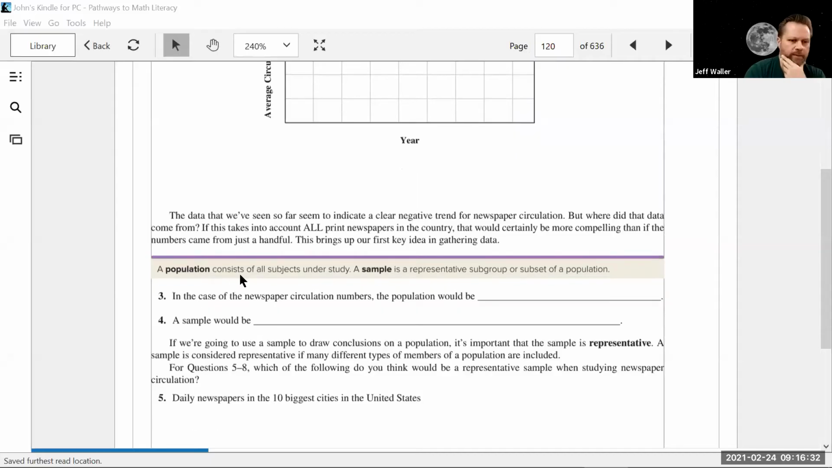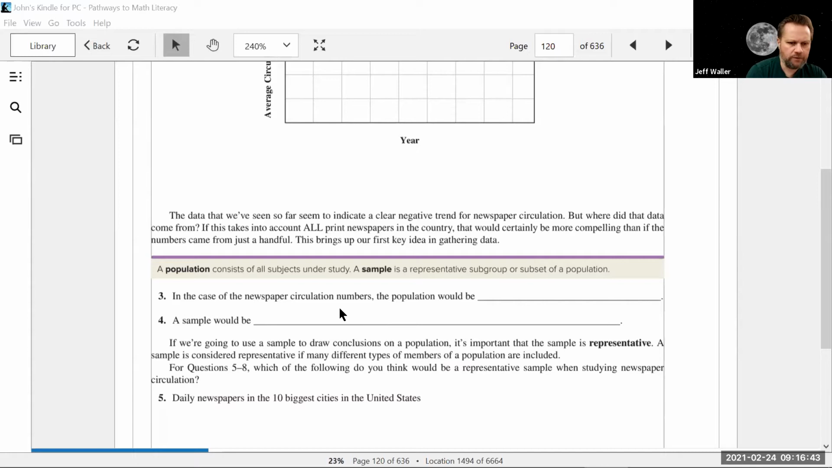I like it. So let me share this again. Keep forgetting that I'm not sharing. So population is all those things that we want to say something about, and the sample is the subgroup that we're actually going to work with.